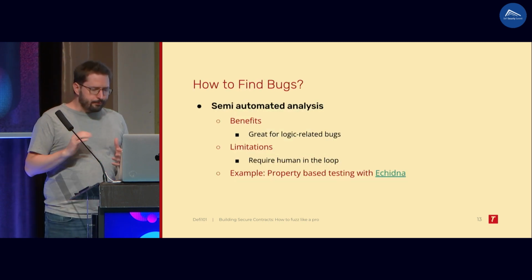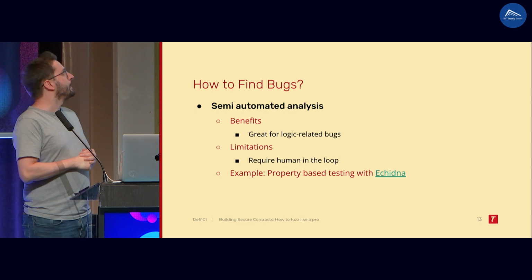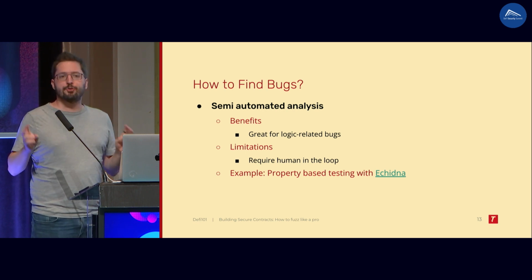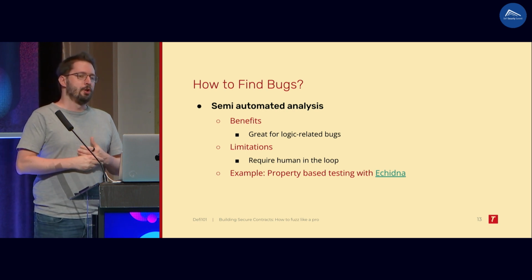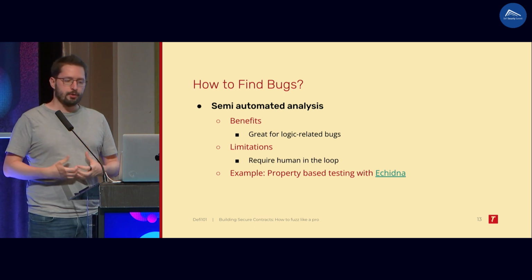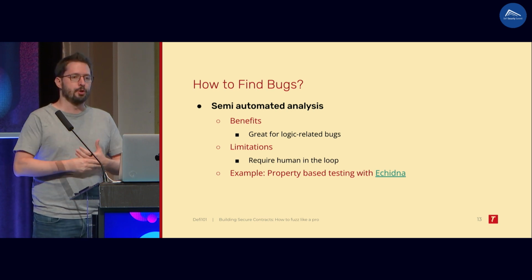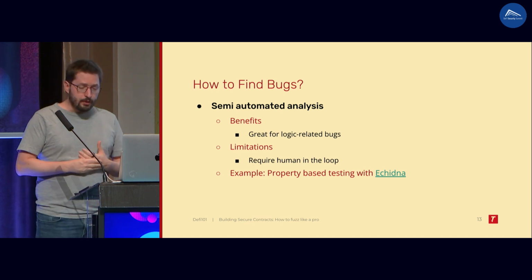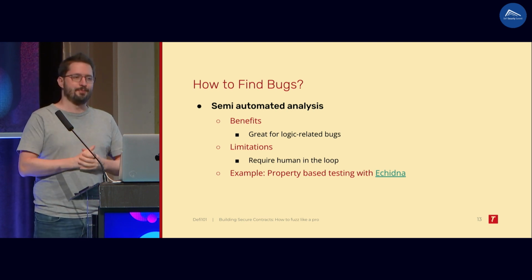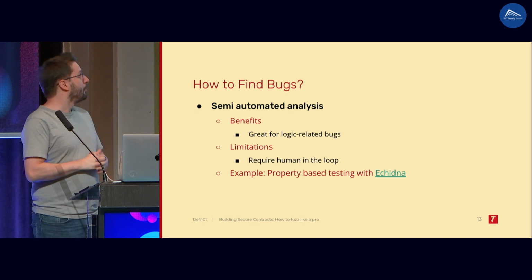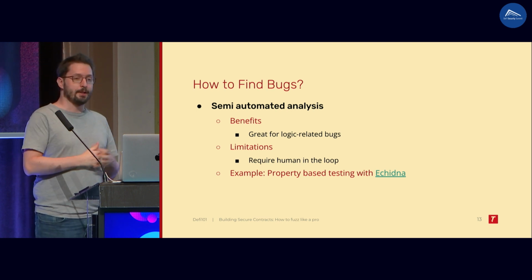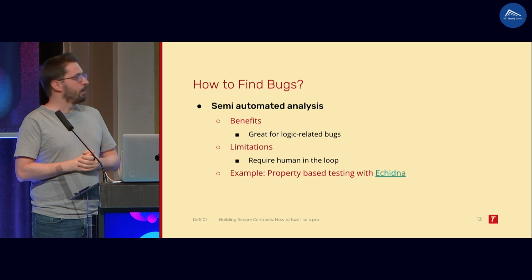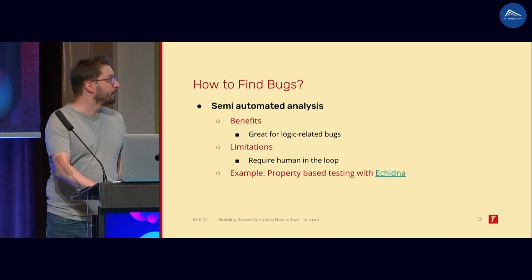The last type of technique, we call them semi-automated analysis, because then you need a human in the loop. You need someone to help the tool to know what they are looking for. And one of the main known techniques for that, which we discussed in the previous talk, is called property-based testing, and we are going to see what it is and how to do it with a kit now.